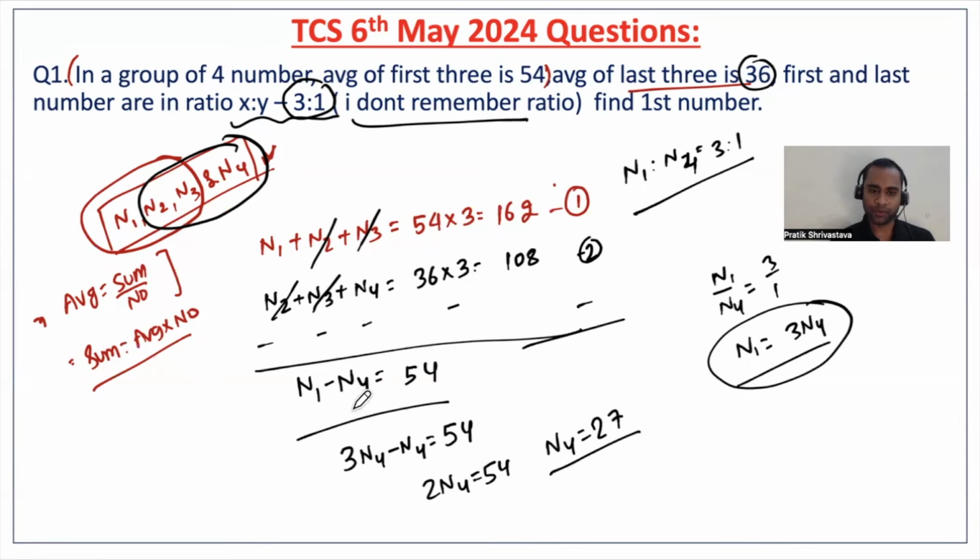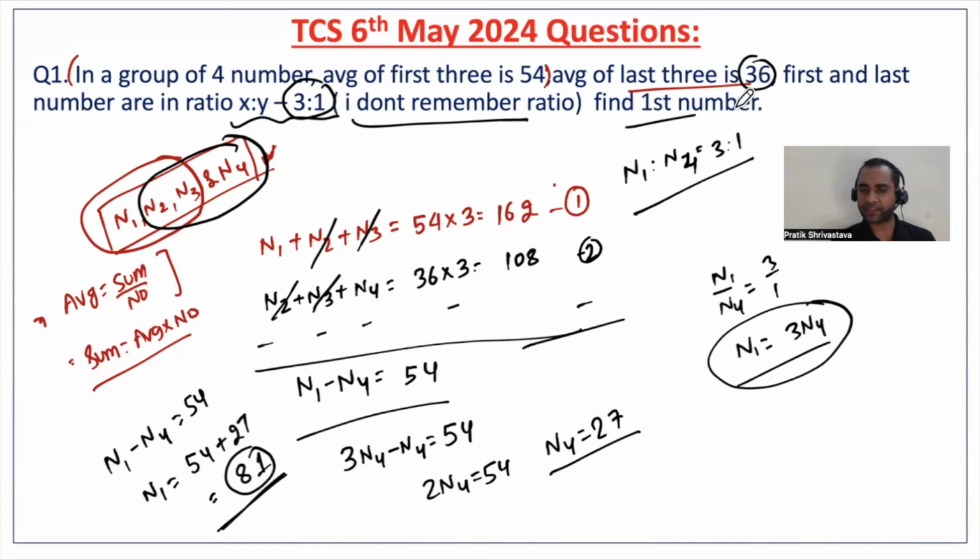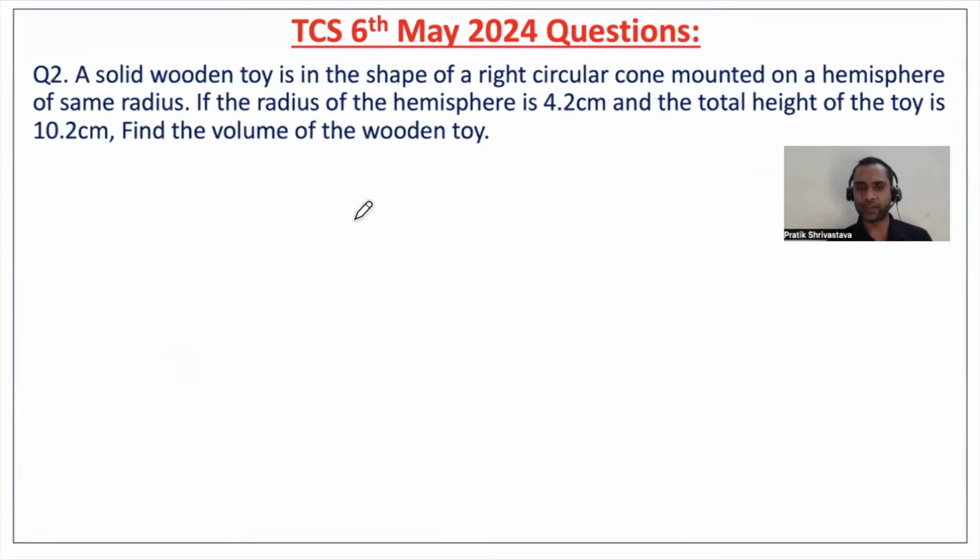Clear? Okay. Now n1 minus n4 is 54, and n4 we have got as 27, right? So n1 is equal to 54, and n4 will come to this side, 27. So 4 plus 7 is 11, and 7 plus 1 is 8, so it will be 81. So the first number they're asking for will be equal to 81. This was one of the questions asked in the exam. The data was different, so according to that you can get the answer in your examination.